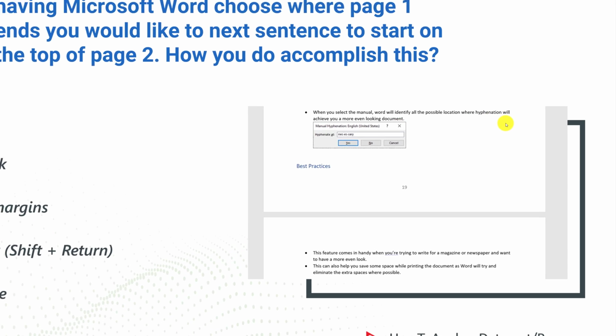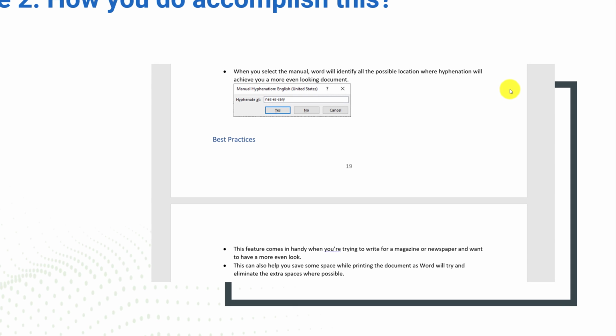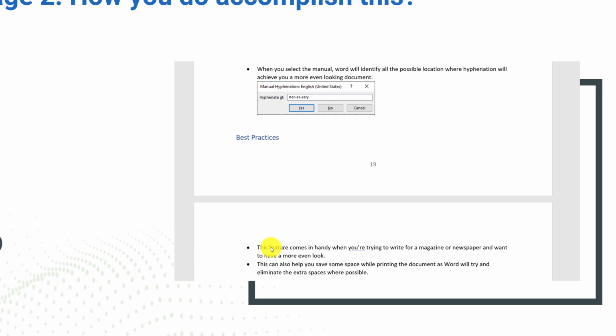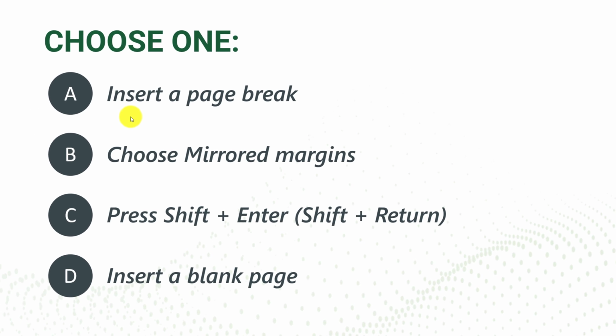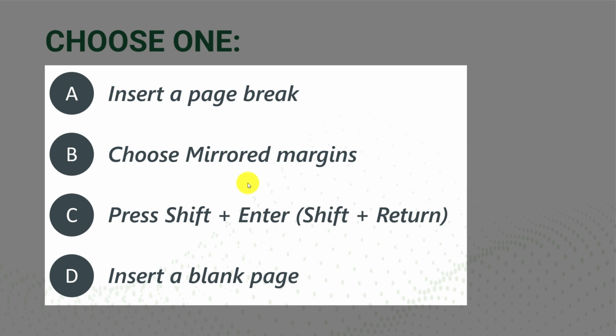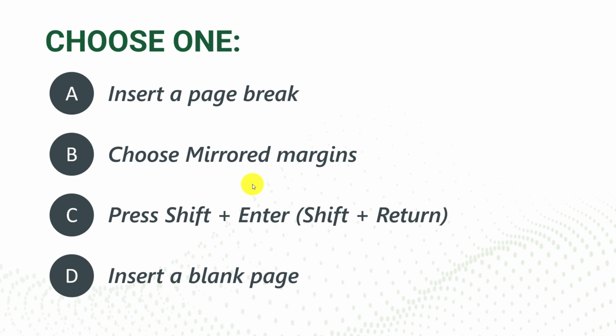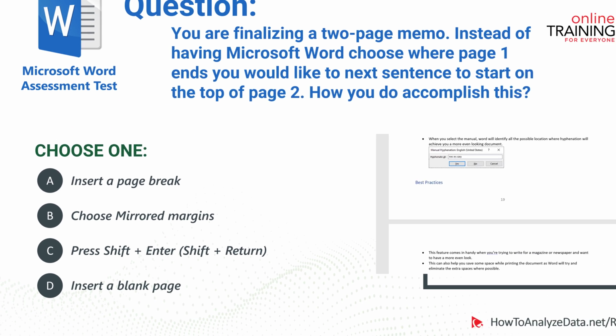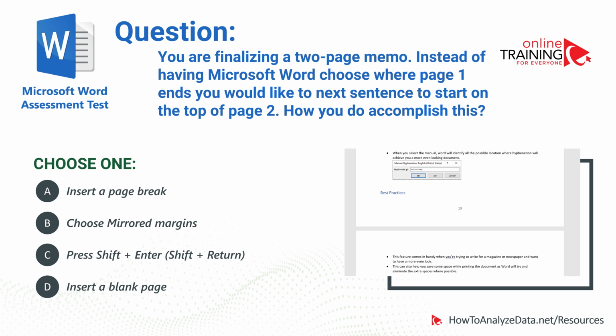You're presented with this screen print, which shows a segment of 2 pages in a Microsoft Word document. For example, you can choose best practices to start on the next page. You have 4 choices here. Insert a page break, choose mirrored margins, press Shift-Enter, Shift-Return, or insert a blank page. Which one do you think is the right answer here? Let's see if we can answer this question correctly together.